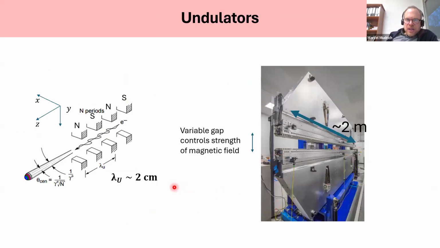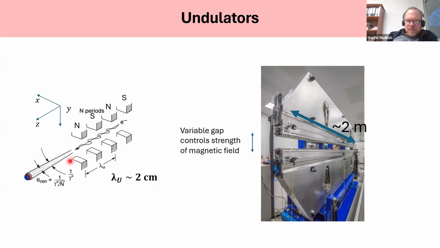The typical undulator period, which is given by the actual geometric spacing between permanent magnets that are periodically poled like this in the simplest way, is on the order of 2 centimeters.